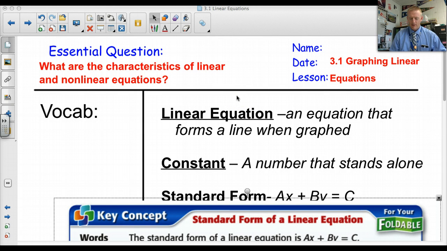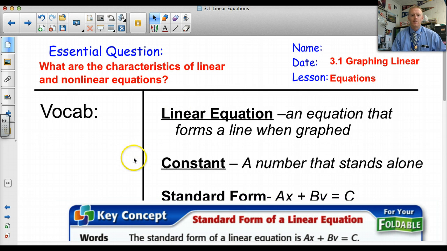Ladies and gentlemen, this is the start of our flipped classroom. We are doing chapter 3, talking about types of equations. Linear will be the first start here. So as you can see on your screen, we have linear equations. Big question of the day is, what are the characteristics of a linear and a nonlinear equation?